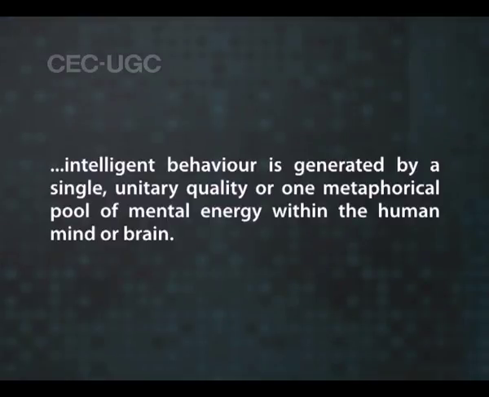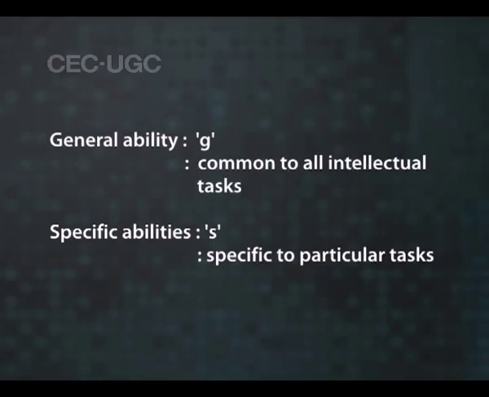Spearman proposed the idea that intelligent behavior is generated by a single unitary quality or one metaphorical pool of mental energy within the human mind or brain. According to him, two factors constitute the structure of human intelligence: a general factor underlying all mental functions and specific factors related to a given task or situation. That is, the general ability represented by the small letter g is common to all intellectual tasks. The specific abilities are specific to a particular task and represented by small letter s. The common pool of mental ability is required to perform these specific abilities.